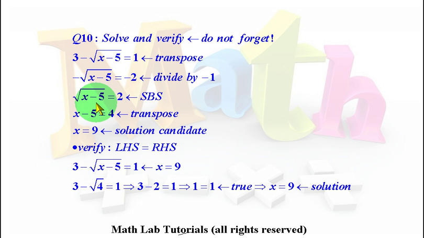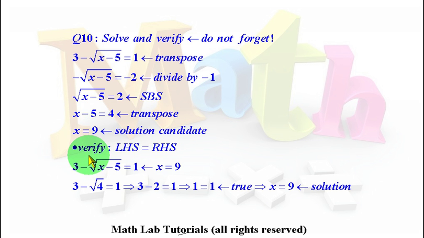When you square the radical on the left, you get x minus 5. When you square 2, you get 4. Now you transpose the -5 over to the other side, and we get x equals 4 plus 5, which is 9. And that's our solution candidate.